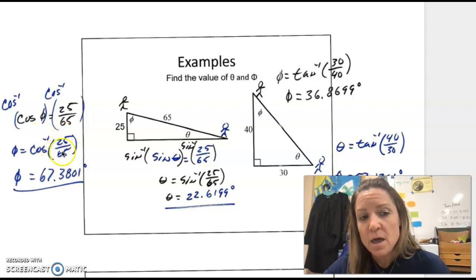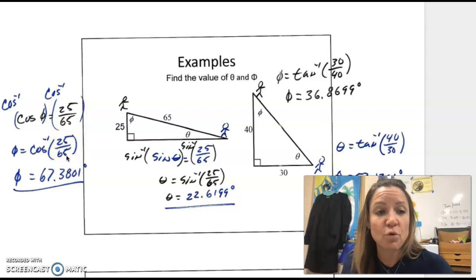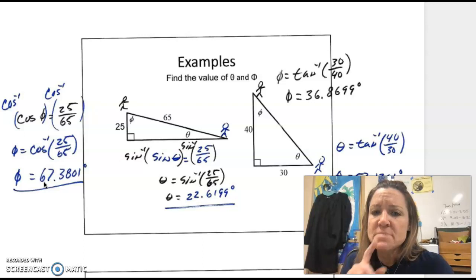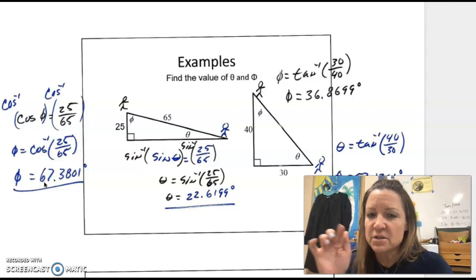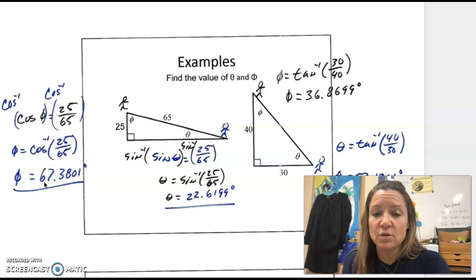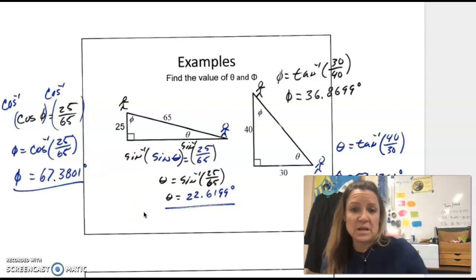Type in the ratio, 25 to 65, and you usually have to fill in the parentheses for it, and then hit equals, and make sure you get 67.3801. If you don't get that, your calculator might be a little different. Sometimes with different brands, you have to go in a different order. So I'll look at it or help you if you're in class. If you're at home, you can send me an email.